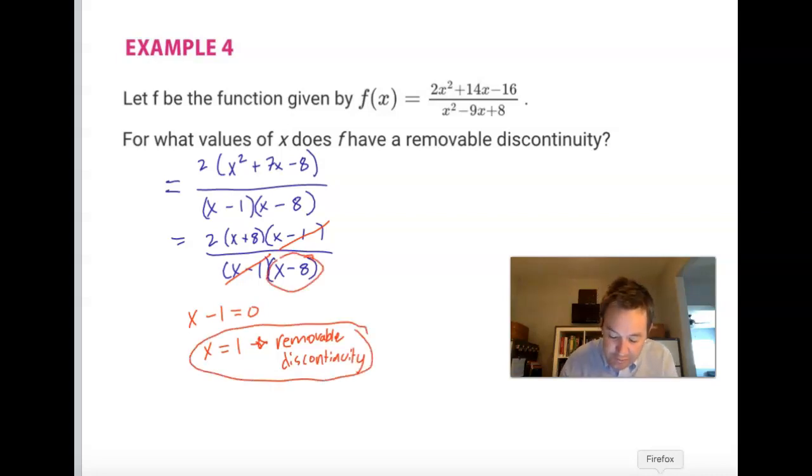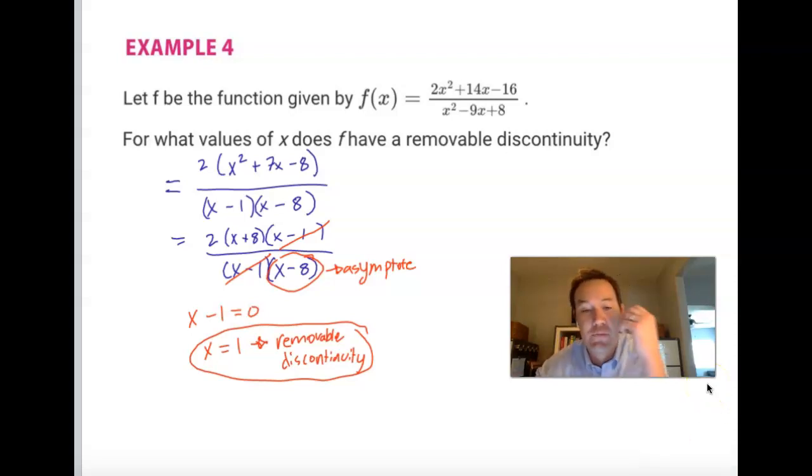Now, from this factor, we do get an asymptote, but that's called an essential discontinuity or an infinite discontinuity. And this only specifically asks for the values of x that give us a removable discontinuity. So we don't need to say anything about what's going on at x equals 8. There's only a removable discontinuity at x equals 1.